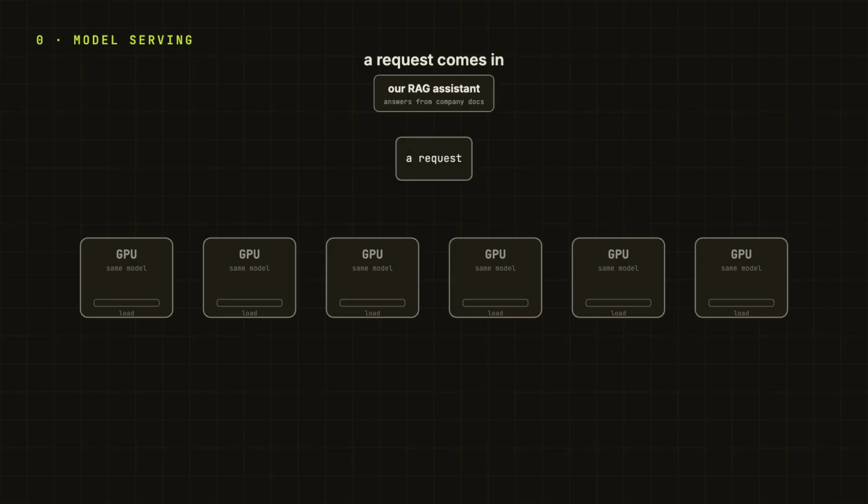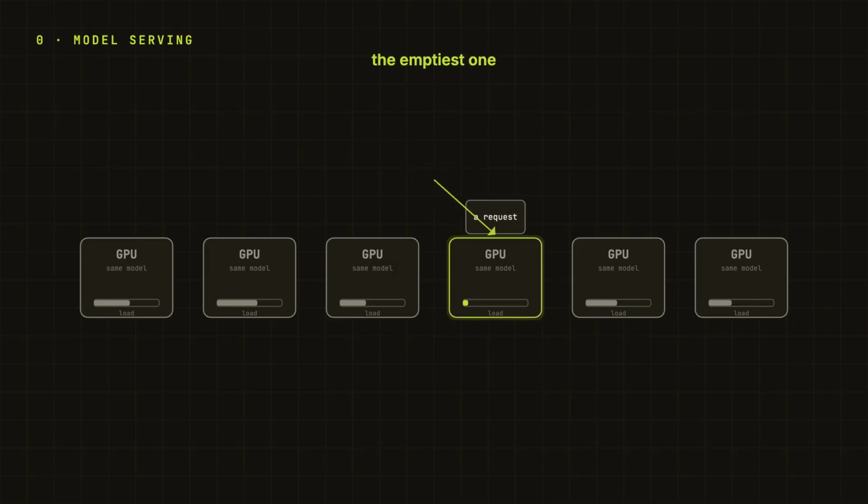A request comes in and we have one small question to answer. Which of these six GPUs should handle it? And honestly, we already know this one, load balancing. Send it to the least busy one, the one with the most room. Safe, boring, correct. So we do exactly that. We find the emptiest GPU, barely any load, and send the request there.